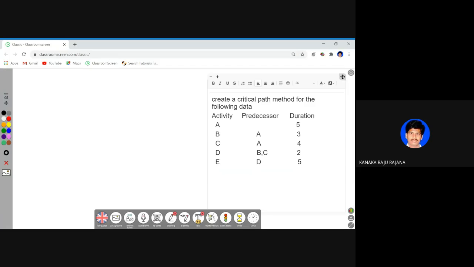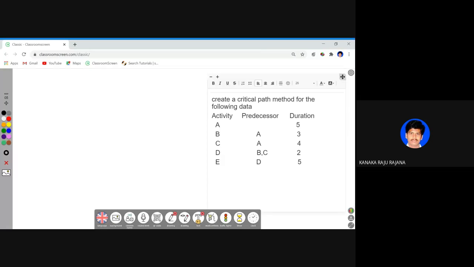Now to this concerned question, how to analyze a critical path? Okay. Are you able to see the screen that I have shared and I have mentioned a question on the screen? Please message me. Yes. Okay.